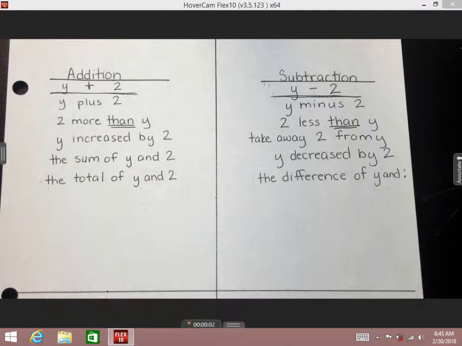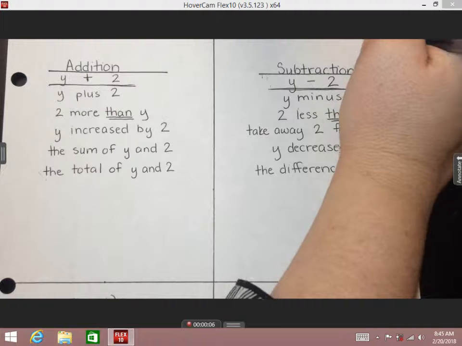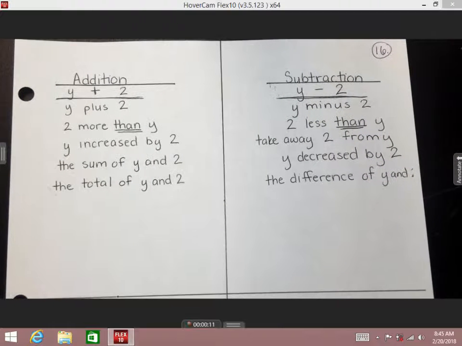Right, so in this class and in first period, we're on number 16. My other classes should be number 17. All right. Annabella, can you hit the lights? And happy birthday, by the way.